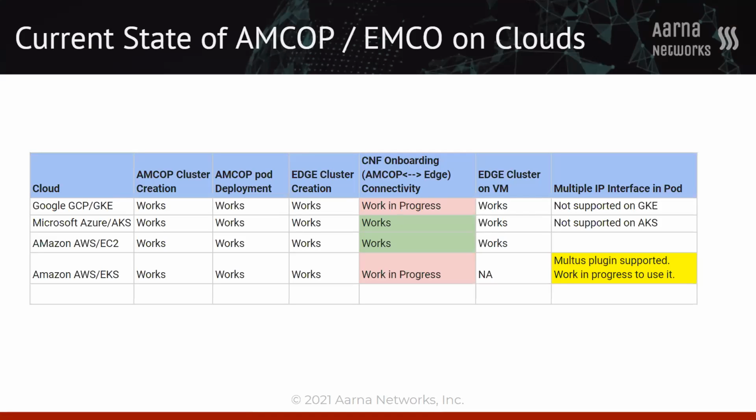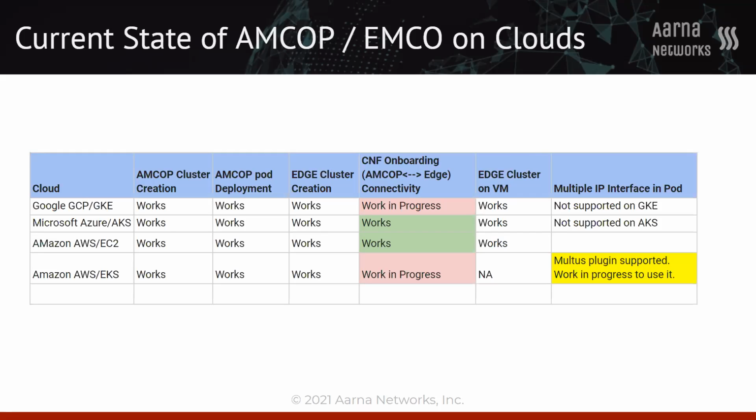And the same is true for Microsoft Azure. Currently it is not in the roadmap to support multiple network plugins. As a result, we have to do VM creation, and then on those VMs, we deployed the AMCOP tool as well as the CNFs.